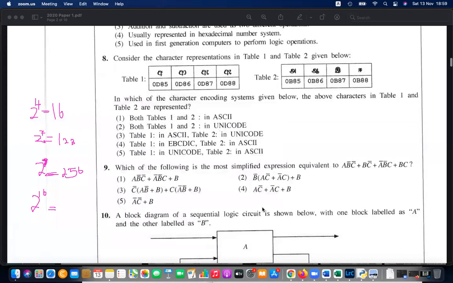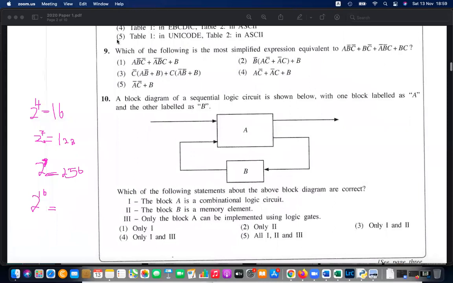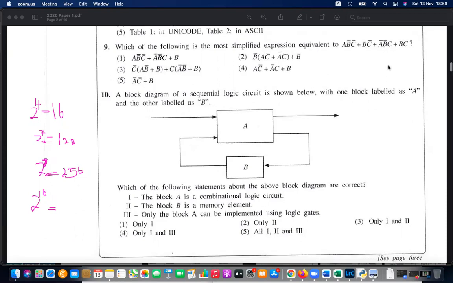Okay, then asking about the logic gates. Which of the following can be simplified? Which of the following is the most simplified expression equivalent to this? One thing is you can apply Boolean algebra laws. The second thing is you can draw K-maps. So let's apply Boolean algebra laws.